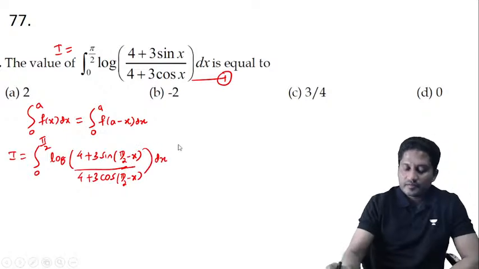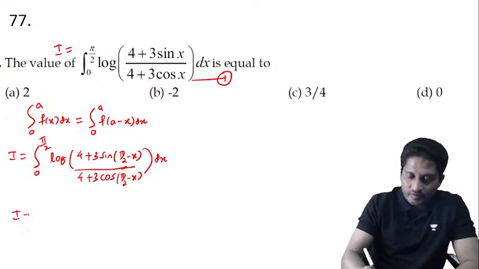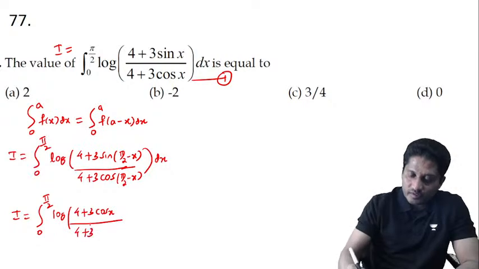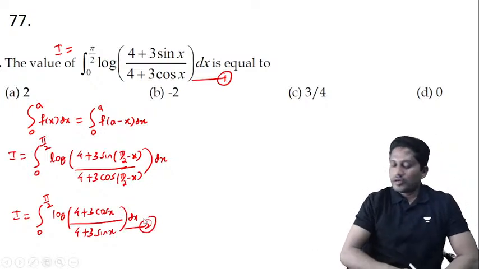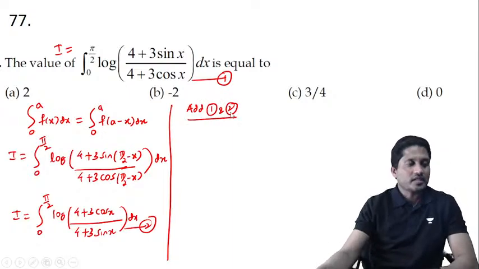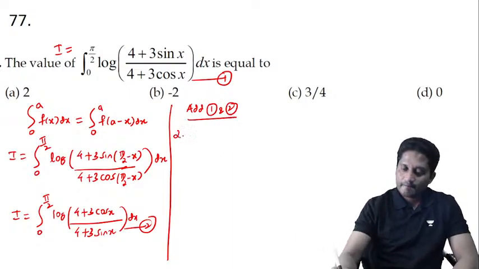Okay, and then dx. I is equal to integration of 0 to pi by 2, log of 4 plus 3 times sine of 90 minus x, which is cos x. Again 4 plus 3 times cos of 90 minus x, which is sin x. Call it equation 2. Okay, now if I add equations 1 and 2, I plus I will be equal to 2I. 2I is equal to 0 to pi by 2.